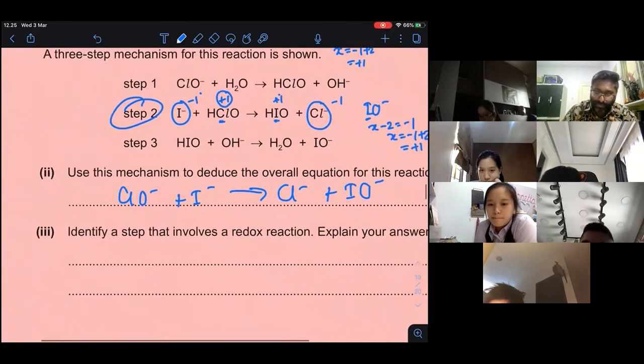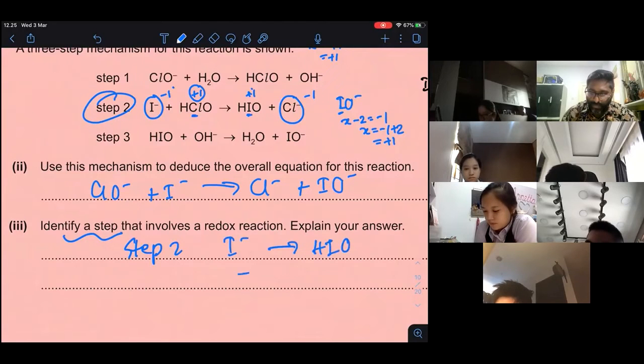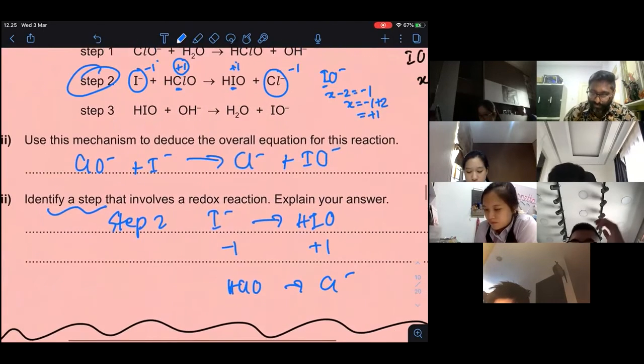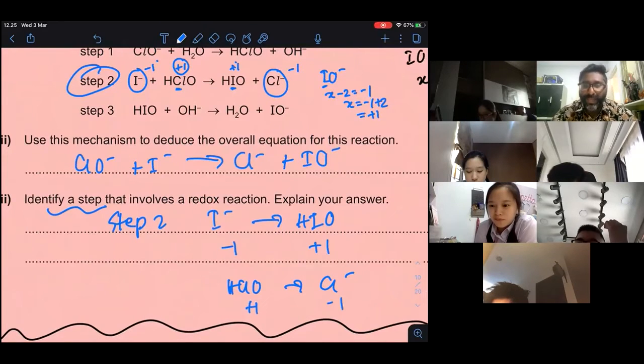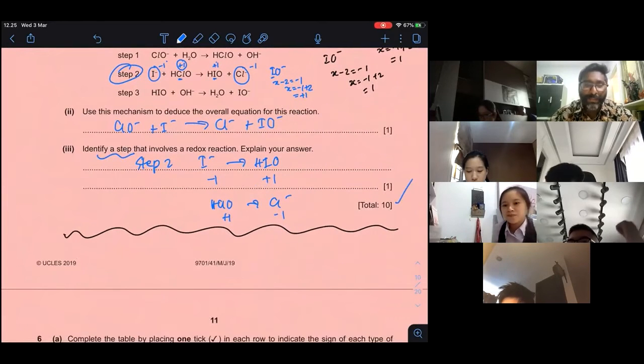Identify one step and explain. So you explain step 2: you need to explain I minus becoming HIO, so it's -1 to +1. Then you mention HClO becoming Cl minus, so from +1 to -1. You have to mention that, and that is going to give you the 1 mark. Okay, that's done for today.